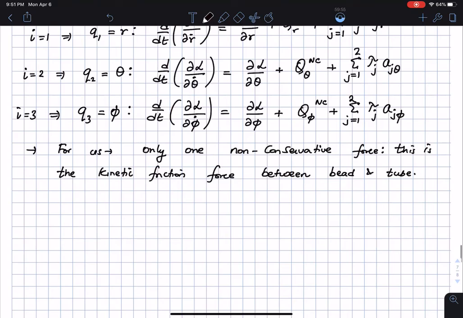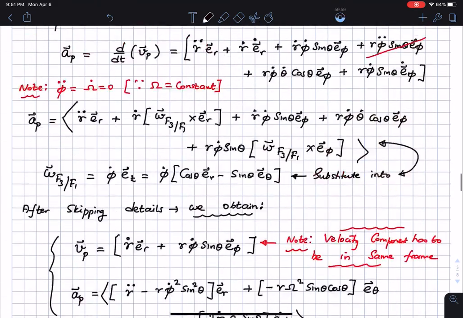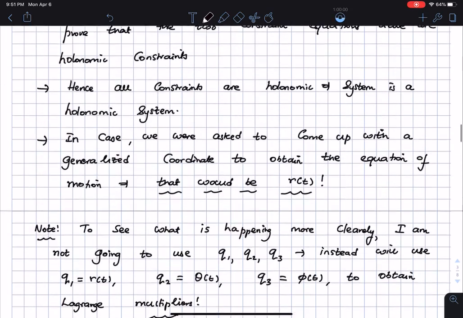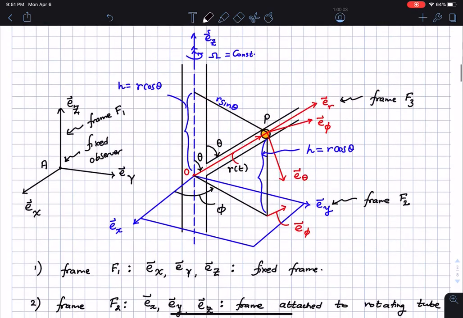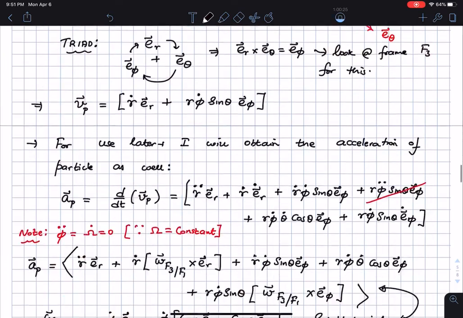This is fairly easy to see if I go back to the figure of the bead and the tube, maybe a slightly bigger figure here. If I go back to this figure, I see that the bead is going to be sliding in the radial direction only, which means that the kinetic friction force is going to be in the direction e_r. Of course it's going to be either in the positive or negative e_r direction, depending upon the sign of the velocity of the particle relative to the tube. Okay, all right, so here is what I'm going to be saying.